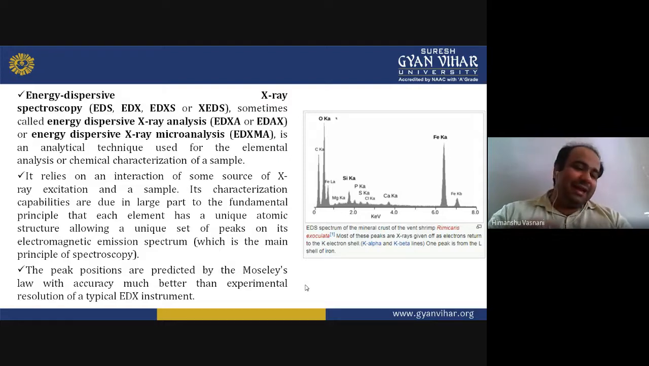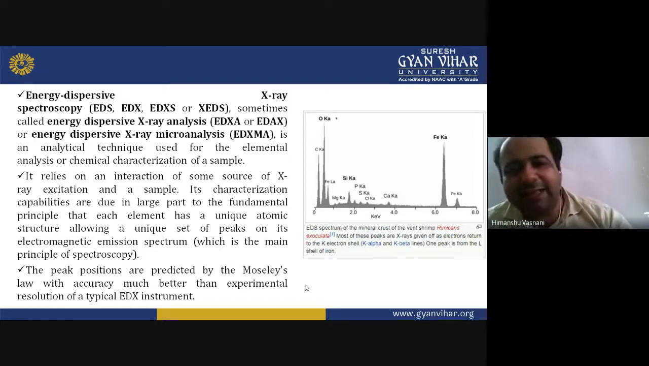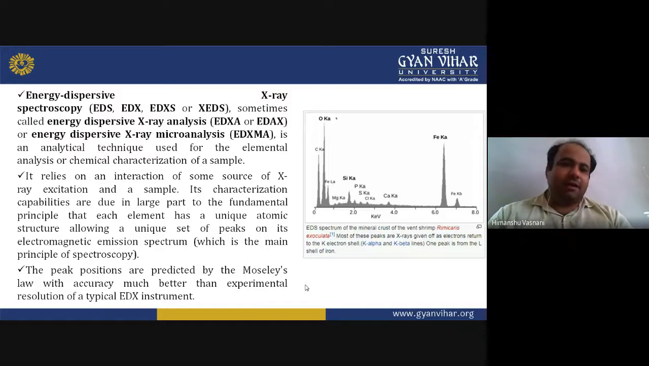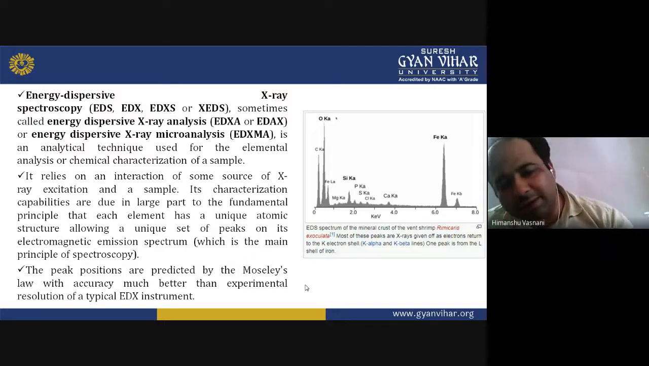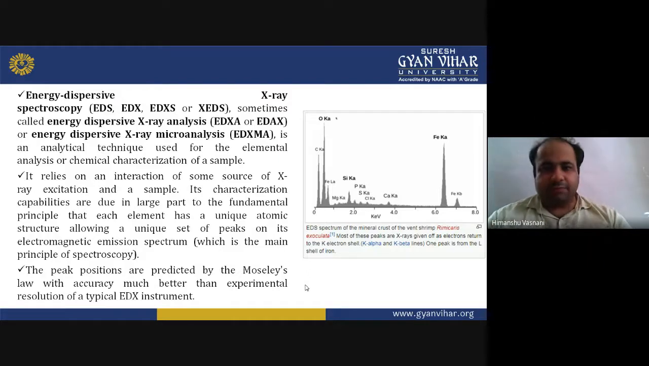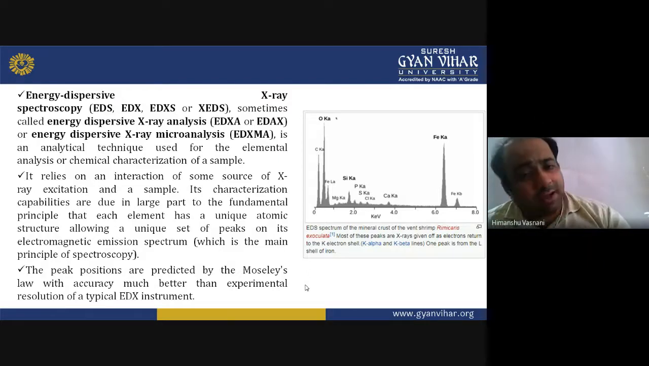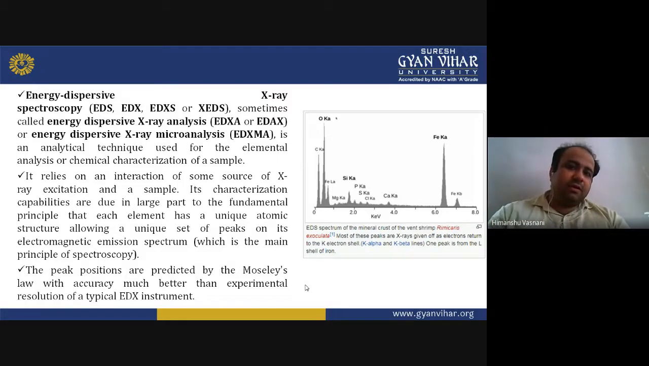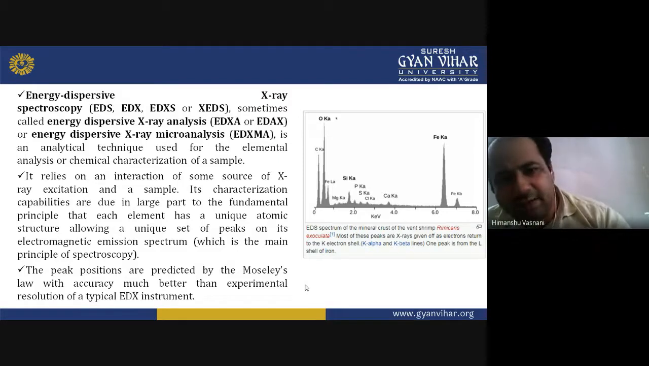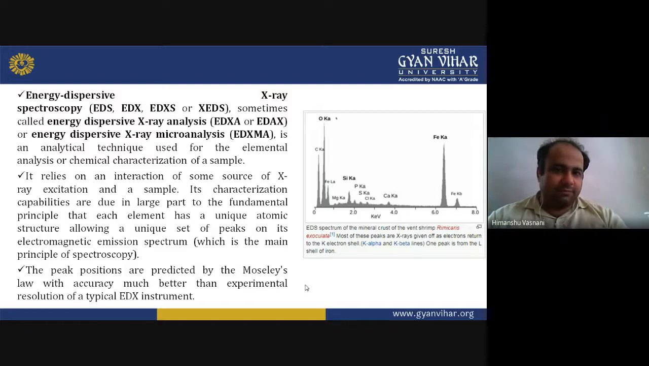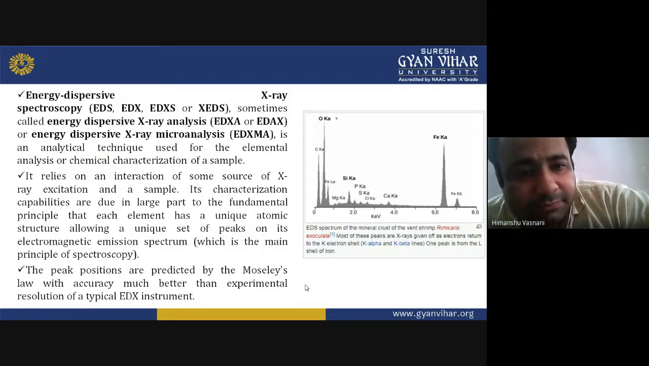This is an analytical technique used for elemental analysis or chemical characterization of a sample. It relies on the interaction of some source of X-ray excitation with a sample.